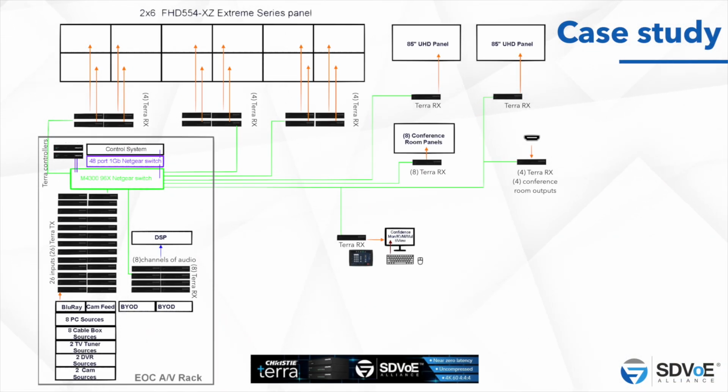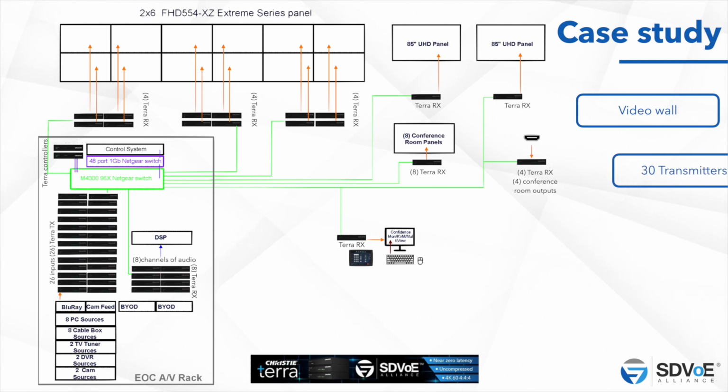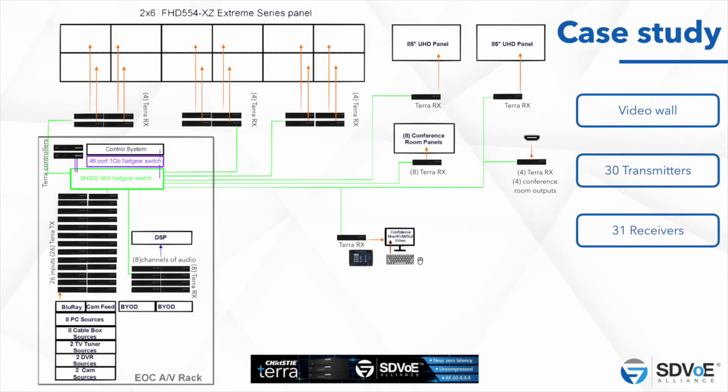Okay, so here's the meat of our presentation. We want to discuss one large project we did for a public security customer. They had a video wall, and then multiple conference rooms, about 8 conference rooms. Altogether there are 30 transmitters and 31 receivers. And I think this one we had 2 controllers, redundant controllers.